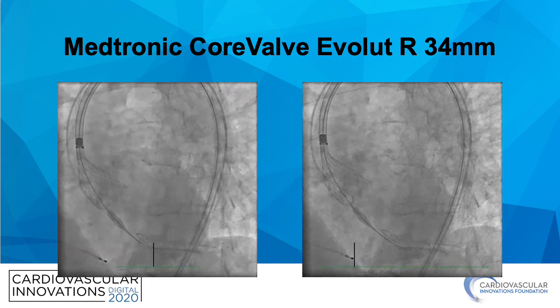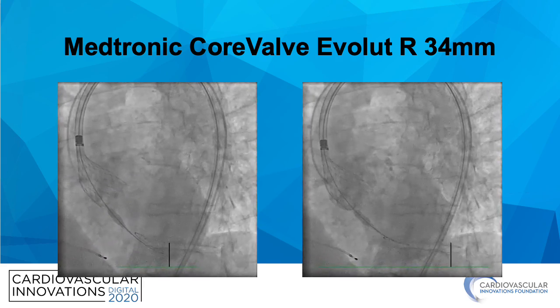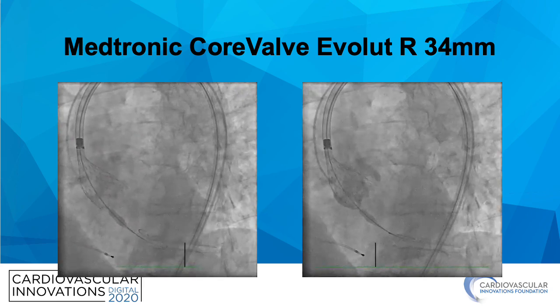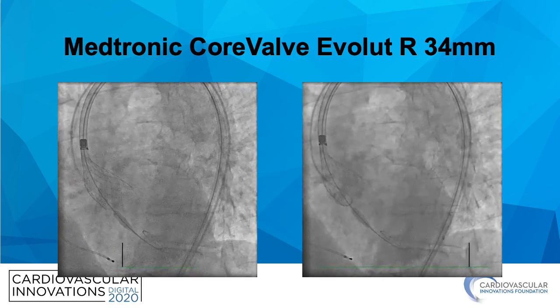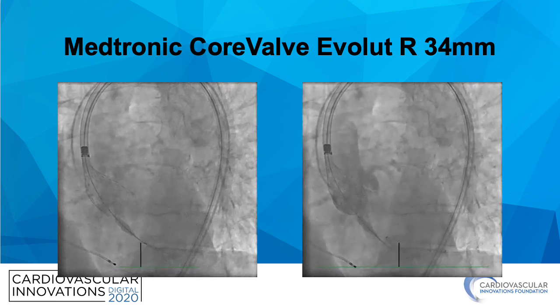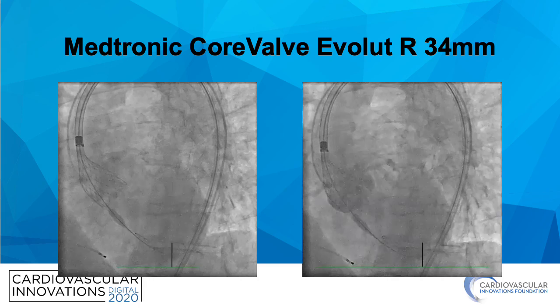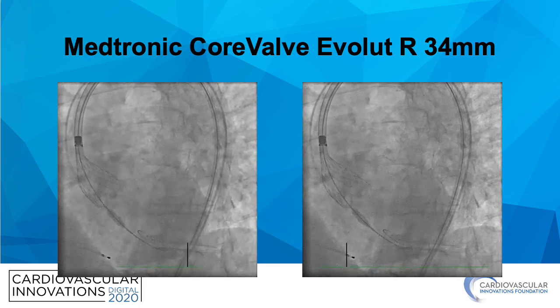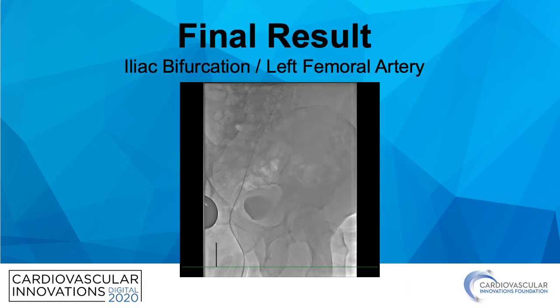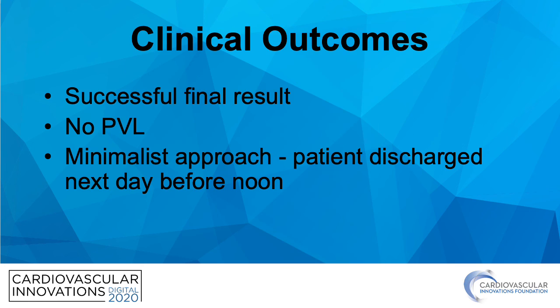Here to the left, you can see the deployment of the valve in a regular way, and to the right, you can see the angiogram showing a good position. The valve was deployed in this position without any complications, with a good final result. This is the final result of the iliac bifurcation to the left femoral artery, showing a great final result for the bifurcation without any kind of complication.